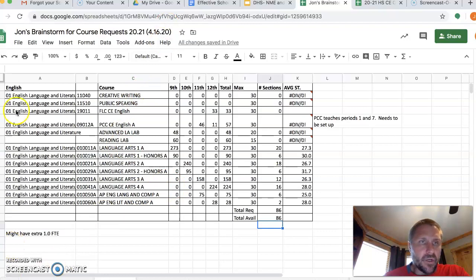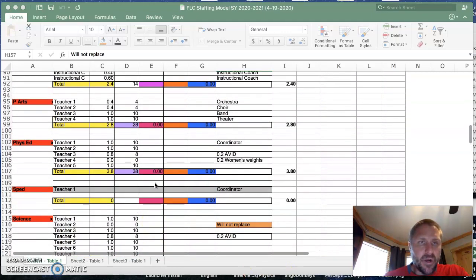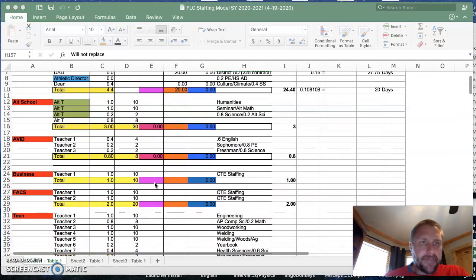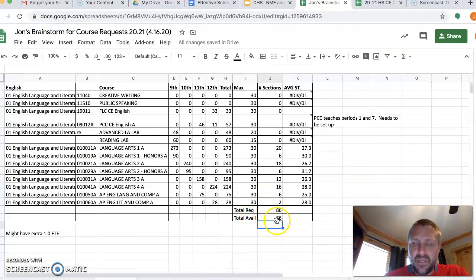So if you go back and look, in this particular case we would walk through it step by step. I looked at my staffing and I was able to say, okay, I've got 8.6 sections. Now remember, it says 9.6 over here, but I'm holding on to some staffing to see where we land in terms of our budget situation at the current moment. So I really have 86 sections of English that I'm able to teach. So I would take that and go back here and say total available is 86.